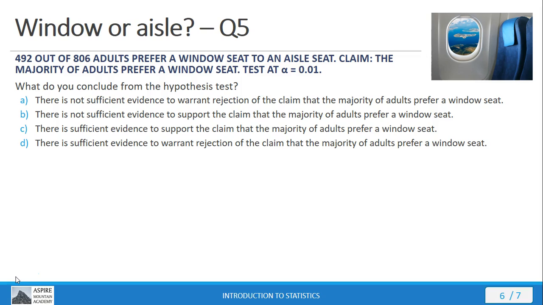Then what do we conclude from the hypothesis test? Well, did we reject or fail to reject the null hypothesis? We just got done saying we reject the null hypothesis. That means there is sufficient evidence. So we're looking at answer options C and D. How do we know which one of those to pick? Well, do we have a one-tailed test or a two-tailed test? You remember earlier from our alternative hypothesis, we have a one-tailed test. Therefore, we're going to select answer option C, because a one-tailed test means we're going to support the claim.